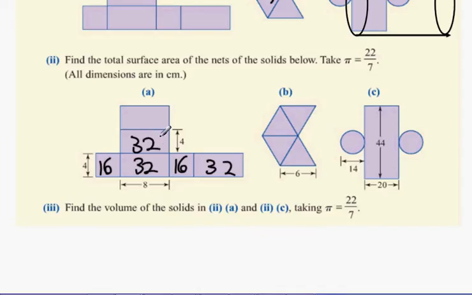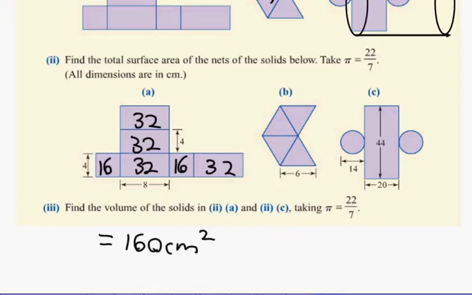32. And 32. Add them all together, what do we get? 160. Sorry, what is it actually? Because it has to be an even number. 160, thank you, sorry. 160 centimeters squared, because it's area. Okay, next one, guys.